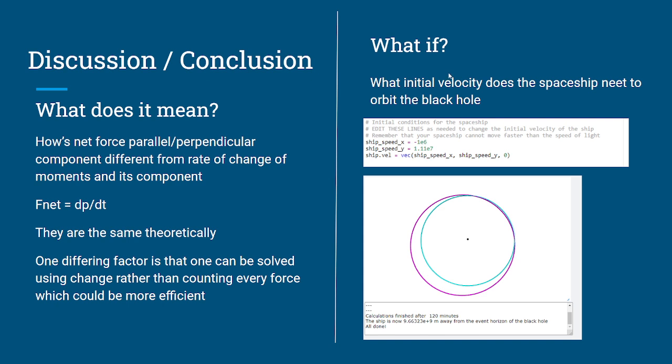And for the what-if: what does the initial velocity have to be for the spaceship to orbit around this hole? You can see that by just calculating by trial and error, I got negative 1 e6 and 1.11 e7, and you can see in the chart how it just makes a perfect circle. And that's my lab. Thank you.